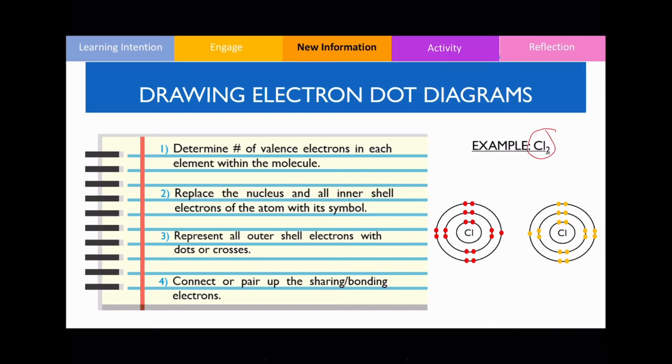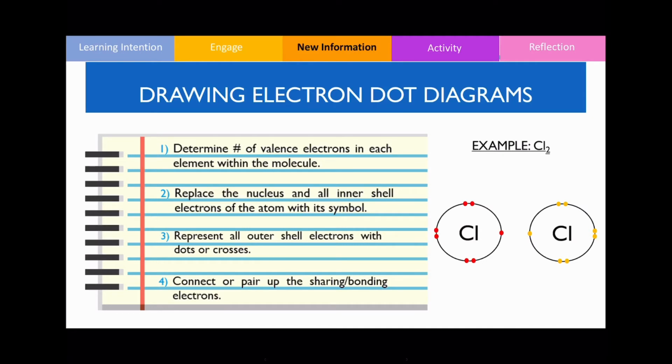Now, this is what you would do if you were normally drawing the Bohr diagram, but remember, we're drawing the electron dot diagram. We don't actually need to include the nucleus and all the inner shell electrons, so therefore you can replace all of this like so, okay? So we only really need to illustrate the last shell and all of its valence electrons. What we're going to be doing now is we're going to represent all outer shell electrons with dots or crosses. That's already been done. And the fourth step says connect or pair up these sharing bonding electrons.